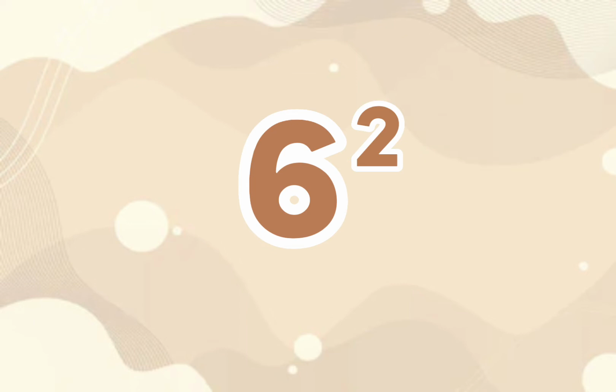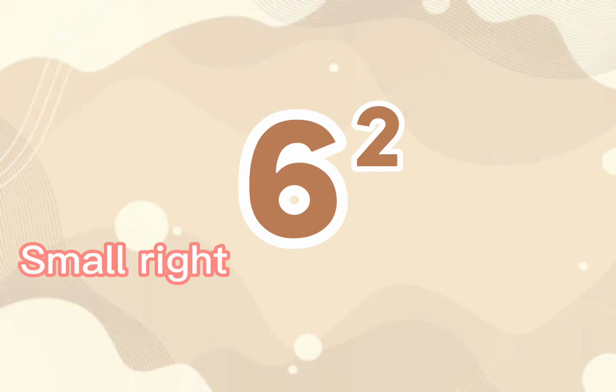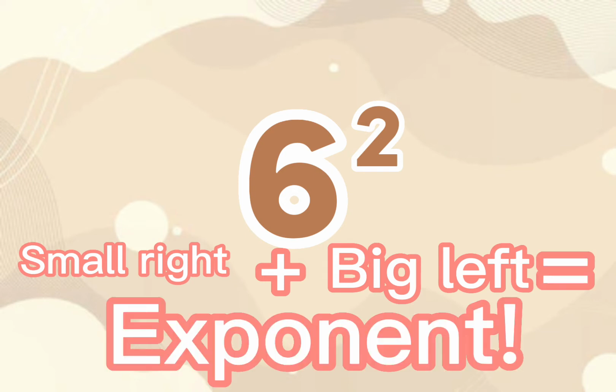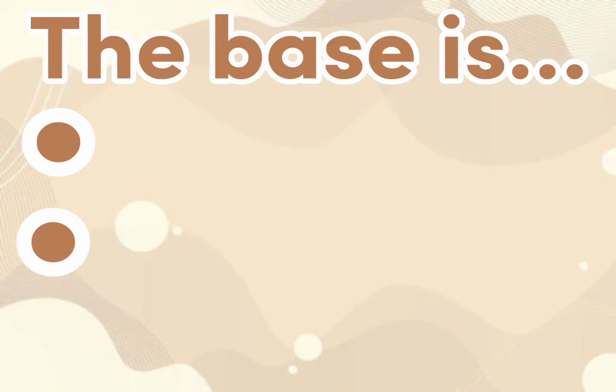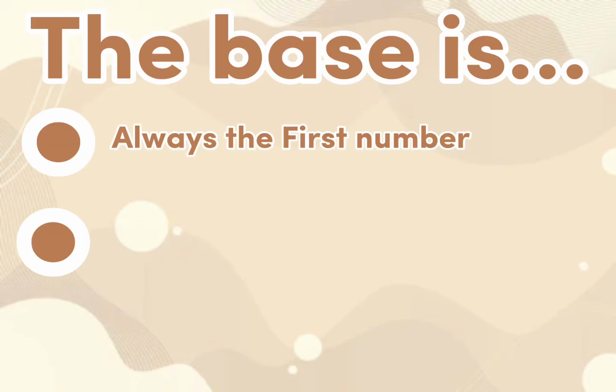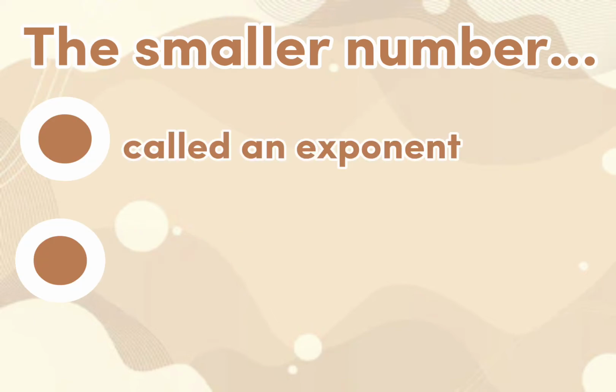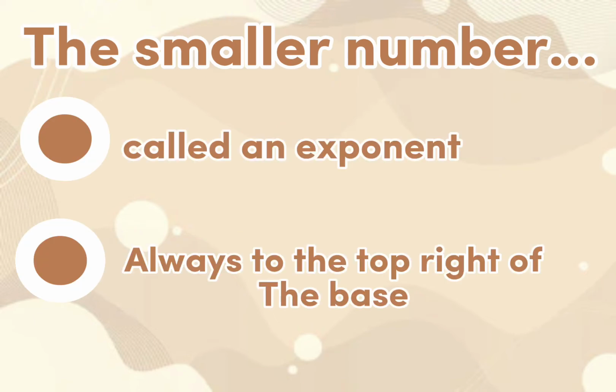Well, when you're doing math and you see two numbers that are different sizes from each other, like this one, small to the right and big to the left, you call that an exponent. The larger number is called the base. The base is always the first number, which is always to the left. The smaller number is called the exponent. The exponent is always to the top right of the base.